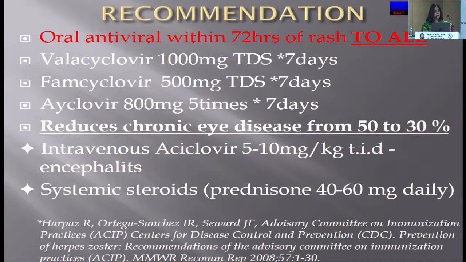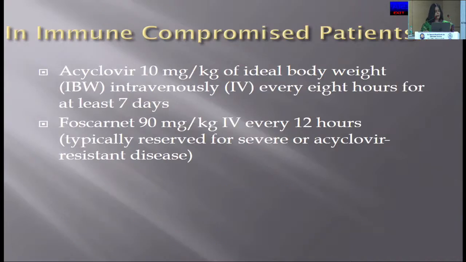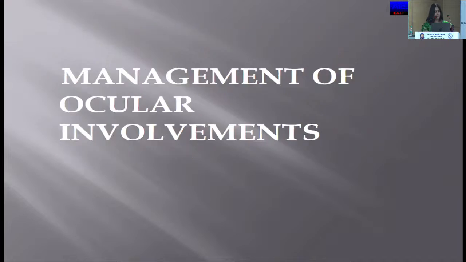The recommendation is for oral antivirals to be started in all patients within 72 hours. It can be acyclovir, famciclovir or valacyclovir. It reduces the incidence of chronic eye disease, and intravenous acyclovir and systemic steroids are given as required in encephalitis. The dose for immune-compromised patients varies. It is higher as compared to immune-competent patients, and foscarnet is generally reserved for patients who are acyclovir resistant.